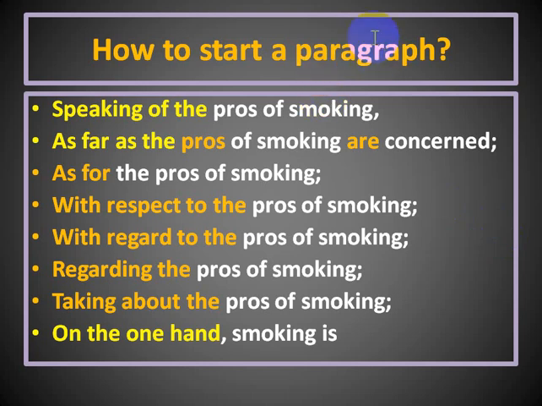Okay, how to start a paragraph. If I want to start talking about the pros, the positive points of a certain thing, let's say, of smoking, for instance, I say, speaking of the pros of smoking, or as far as the pros of smoking are concerned. See, as far as the pros is plural, so I have to use here what? Are. If I say as far as the pro of smoking is concerned, okay, it's only one advantage, then I have to say is.